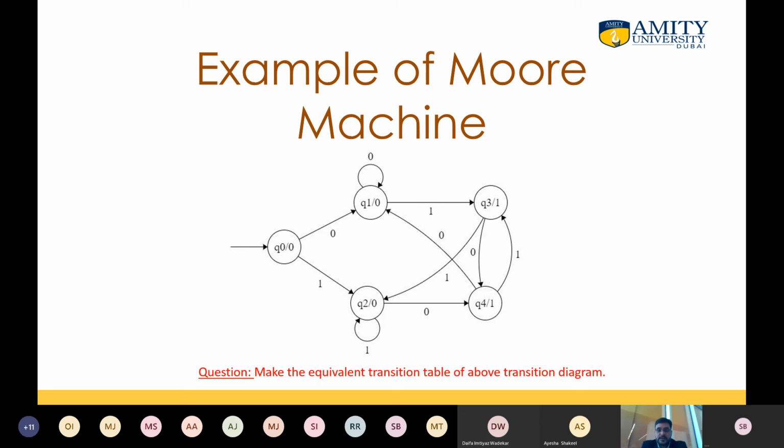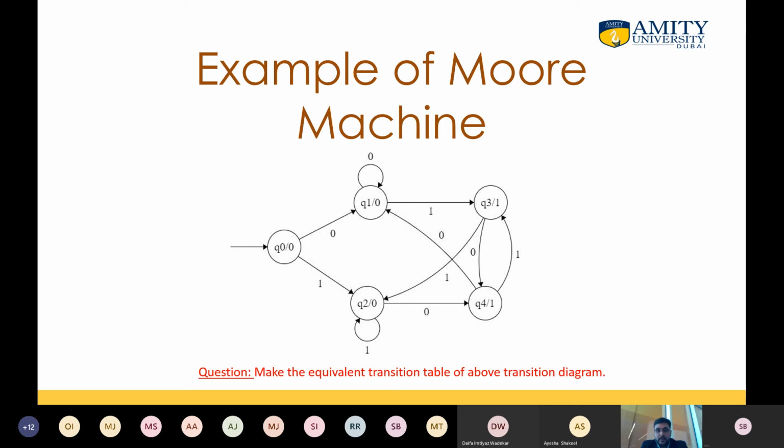So there is a difference in Mealy and Moore machine. What is the difference? How are we making the diagram of Mealy machine? We were writing input and output both on the arrows. And in the state, you are writing directly the states Q0, Q1, Q2, Q3, whatever. But here in Moore machine, in the state only you are writing the respective output as well, like Q0/0, Q1/1, like this. So this is the transition diagram of Moore machine.